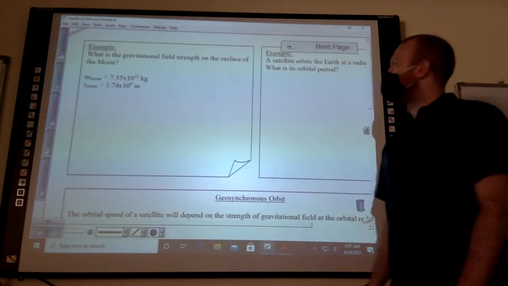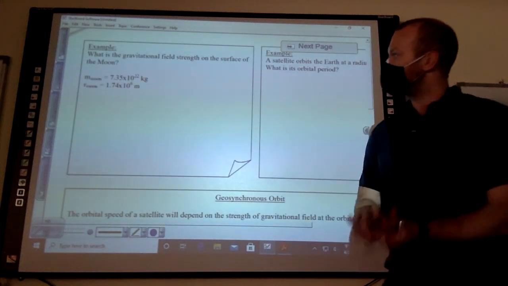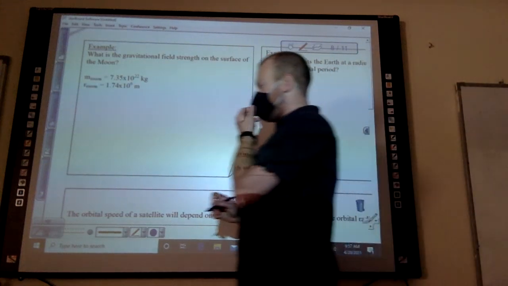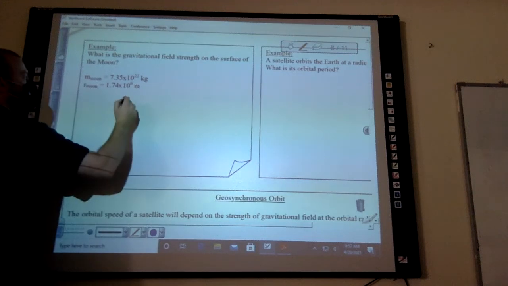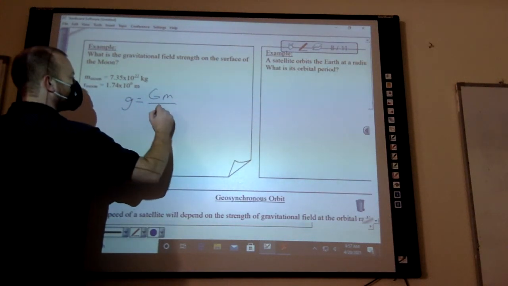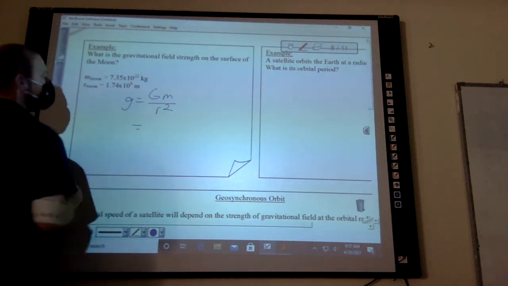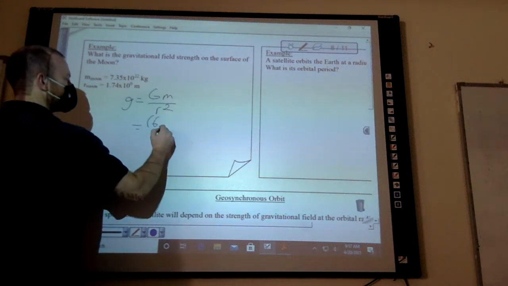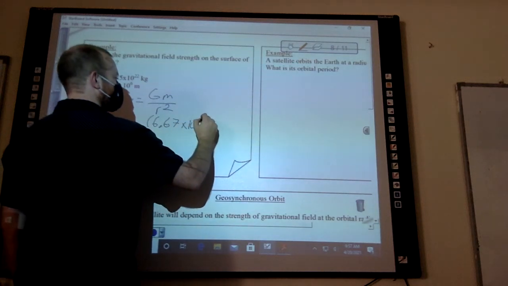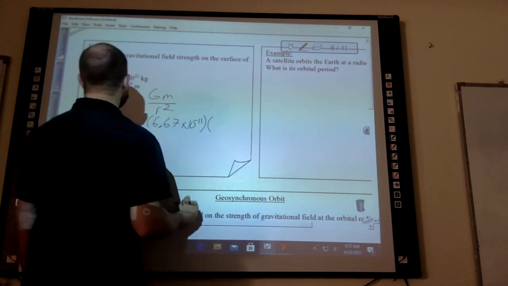Now let's try more questions. Everyone loves questions. So, gravitational field strength of the moon. So we want to know what it is for the moon, so I need to use the moon's mass. Let's try it. Squared.